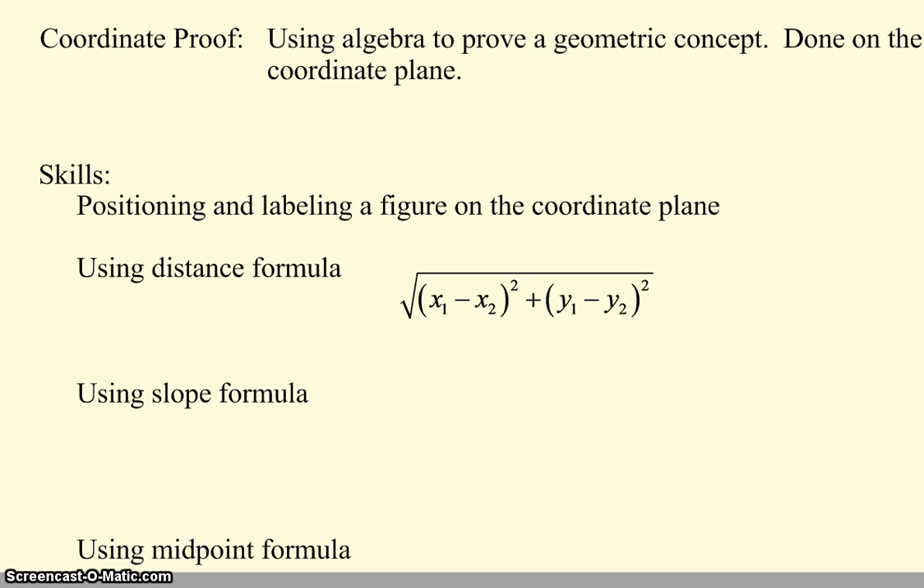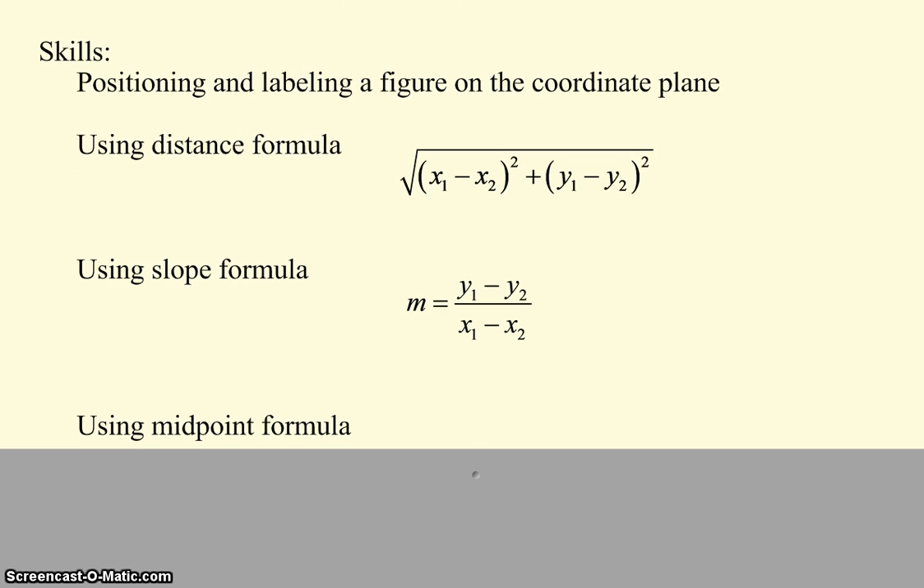If we want to prove that two sides are parallel or that we have a right angle, we need to find the slopes of the sides. To find the slopes, we need the slope formula. M equals the quantity of y1 minus y2 divided by the quantity of x1 minus x2.